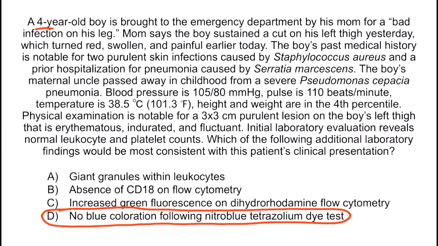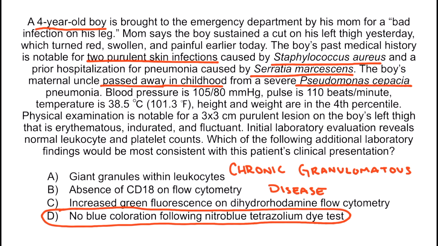This is a case of a 4-year-old boy with history of recurrent cutaneous and pulmonary infections caused by catalase-positive organisms, namely Staphylococcus aureus and Serratia marcescens. Furthermore, his maternal uncle died in childhood after an infection with Pseudomonas cepacia, which is another catalase-positive organism. Because his maternal uncle was affected, the immunodeficiency in question is likely X-linked, and because the culprit organisms are all catalase positive, the most likely underlying diagnosis is chronic granulomatous disease.